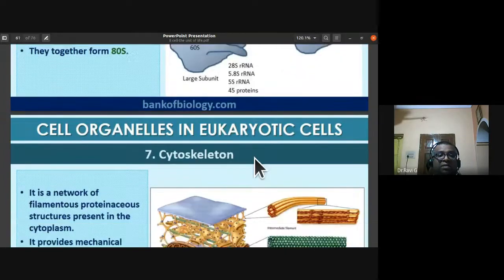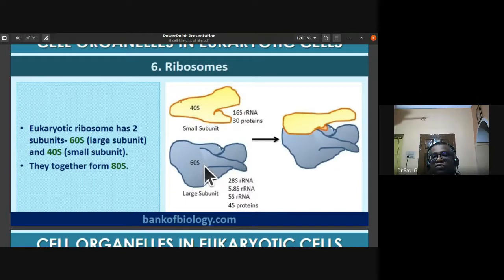In prokaryotes, they are of 70S type, with a larger subunit of 50S and a smaller subunit of 30S. They have not mentioned that here, but we have already discussed it in the previous topics. So we call the prokaryotic ribosomes the 70S type. Eukaryotic ribosomes are of 80S type, with the larger subunit 60S and the smaller subunit 40S.